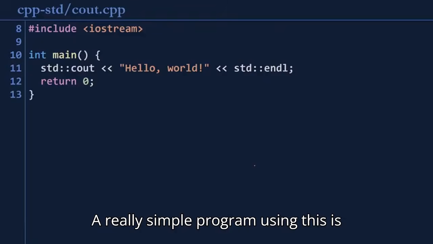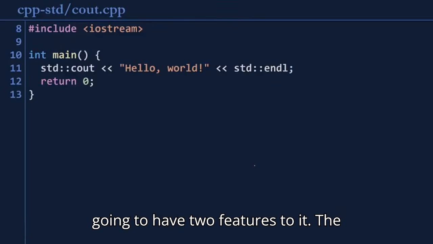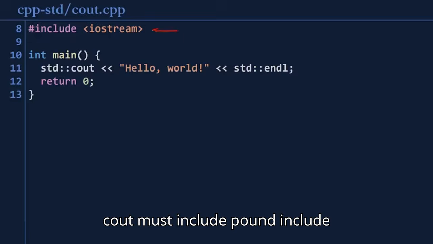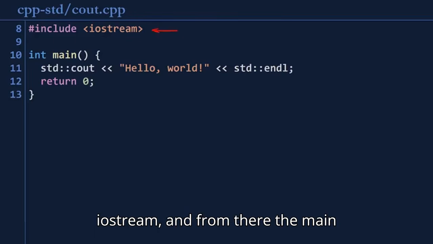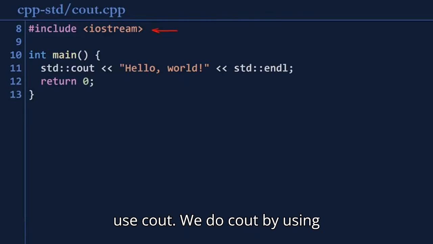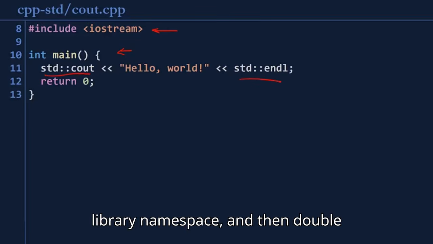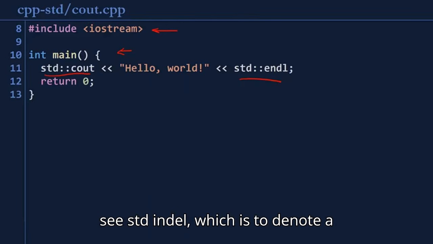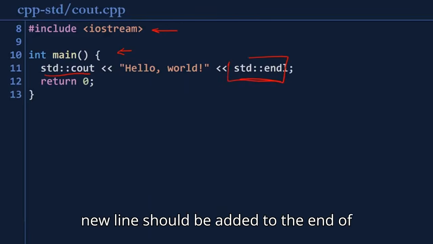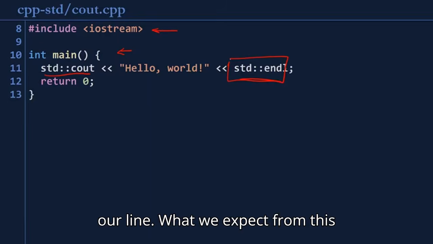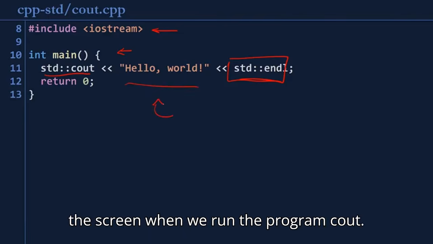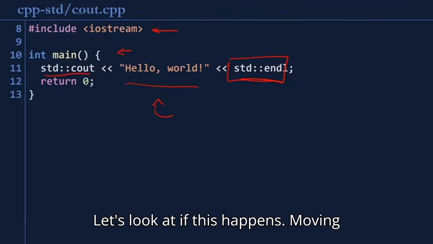A really simple program using this is going to have two features to it. The first feature is every program that uses cout must include #include <iostream>. And from there, the main function is likely going to use cout. We do cout by using std, denoting the standard template library namespace, and then ::cout. At the end of the line, we see std::endl, which is to denote a new line should be added to the end of our line. What we expect from this program is hello world to be outputted to the screen when we run the program cout. Let's look at if this happens.